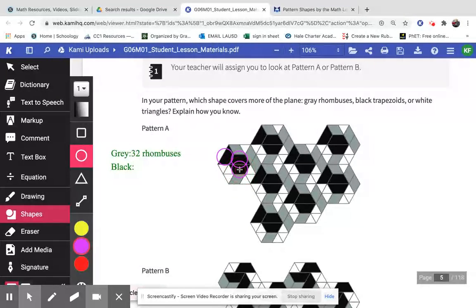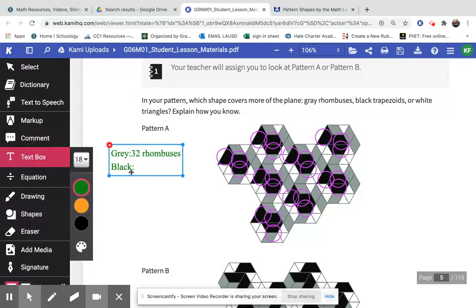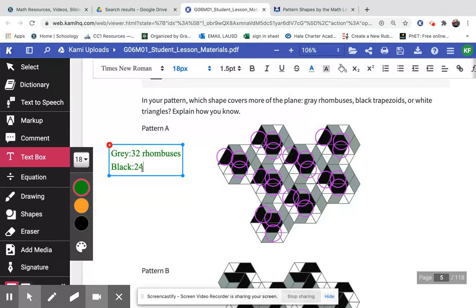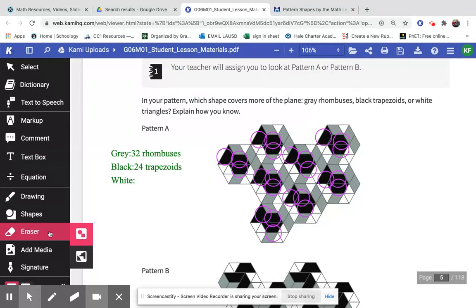1, 2, 3, 4, 5, 6, 7, 8, 9, 10, 11, 12, 13, 14, 15, 16, 17, 18, 19, 20, 21, 22, 23, 24. Okay, 24 trapezoids. And the last one, the white stuff. We're going to the triangles.